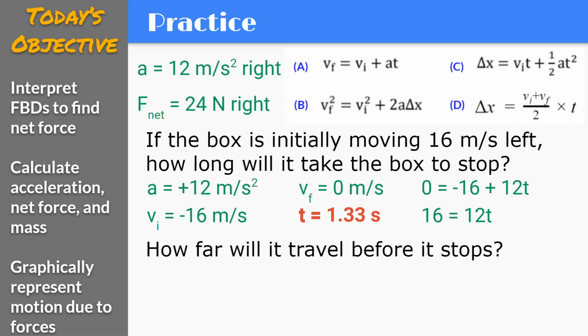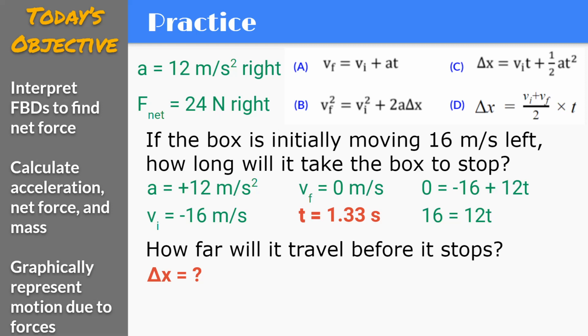So it's traveling to the left. It is slowing down. It takes 1.33 seconds. How far does it go during that time? We're looking for delta x. Okay, now at this point we know a, vi, vf, and t.